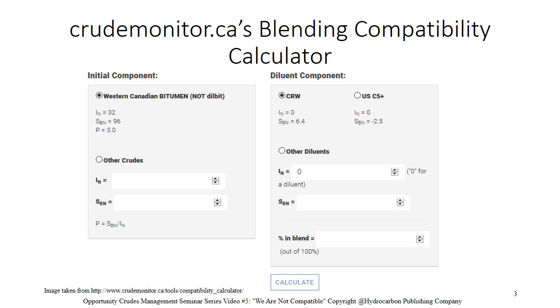To determine blending compatibility, Dr. Irwin requires the resulting p-value, which is equal to the ratio of solubility blending number to insolubility number, of the blend to be equal to or greater than 1.3. This calculator requires a more conservative p-value of greater than 2.0. As such, the optimal percentage of diluent in the blend is calculated as that which gives a p-value of exactly 2.0.